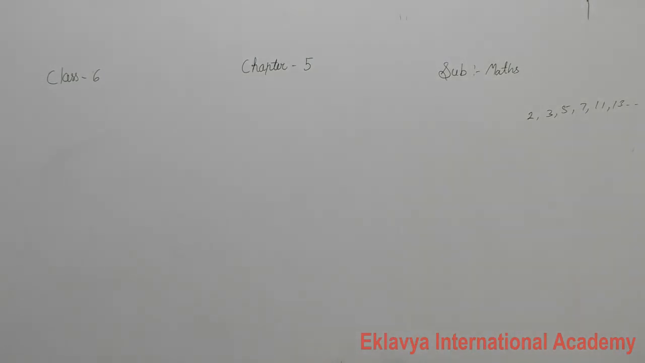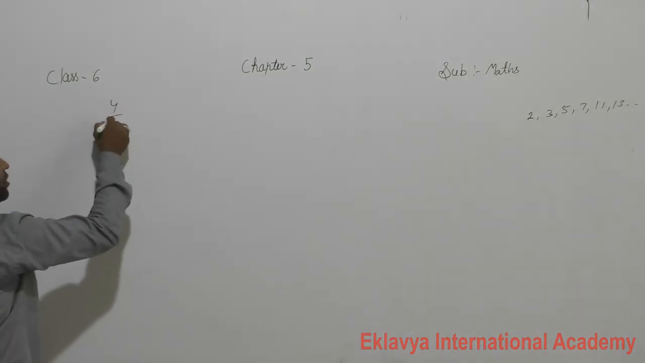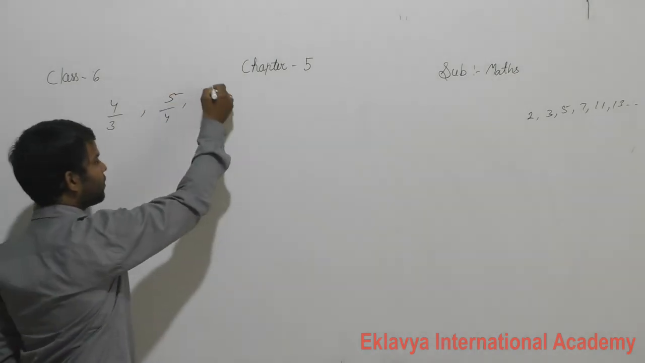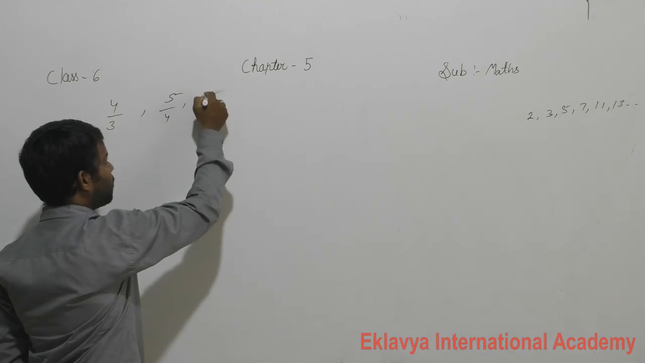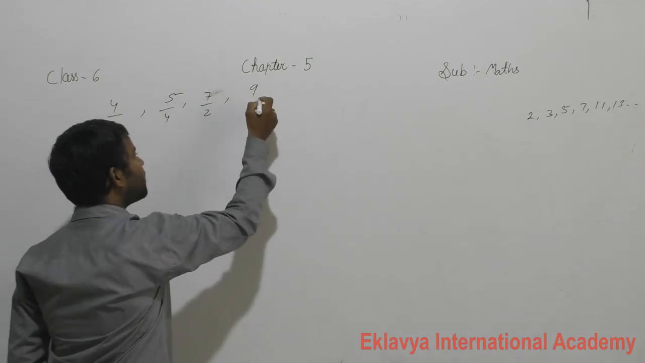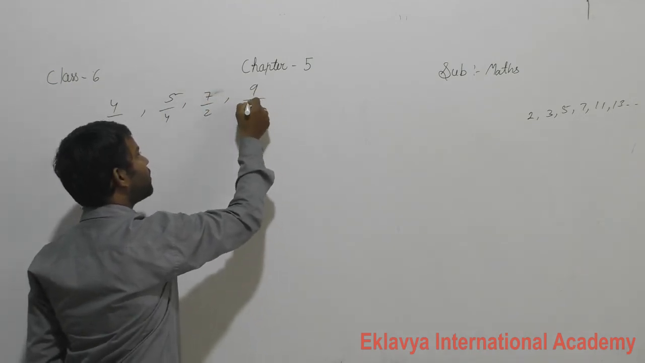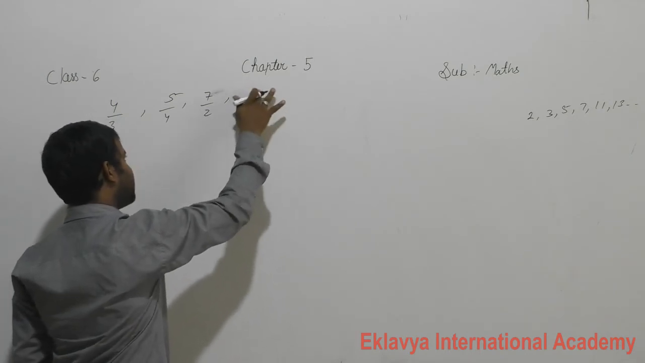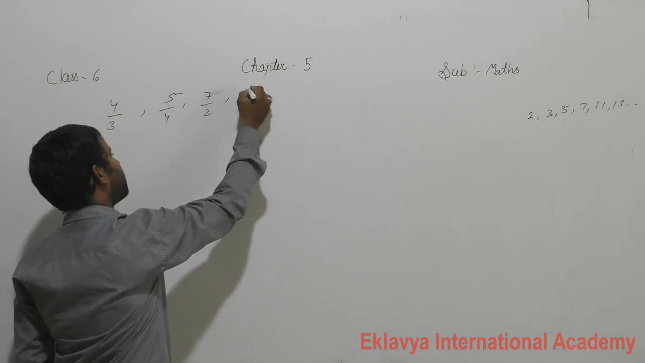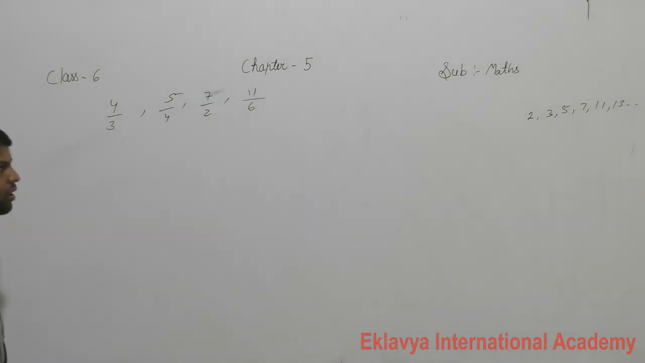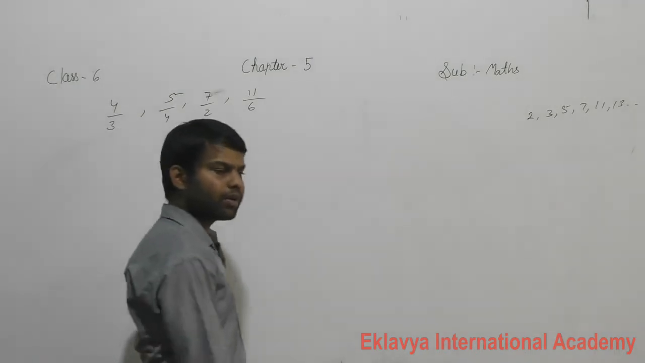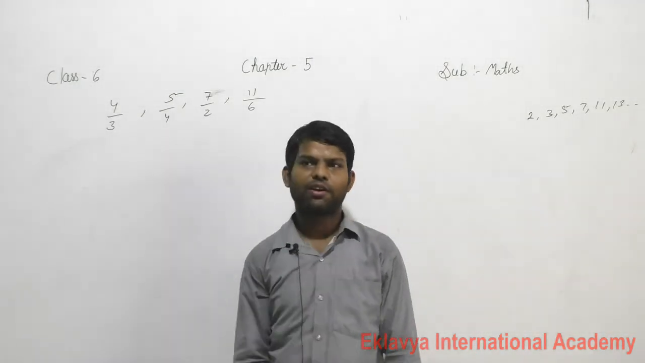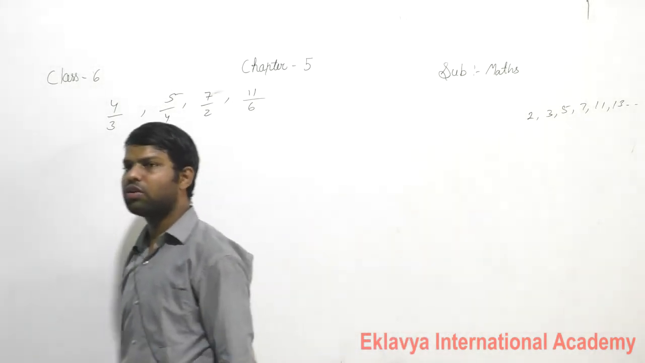Like if we take 4 upon 3, 5 upon 4, 7 upon 2 and 11 upon 6. Here we do not write 9, here we take 11 upon 6. Okay. So again we take 4 numbers. It is not compulsory that there are only 4 or 5 fractions. Fractions can be 6, 7 or 8 also.